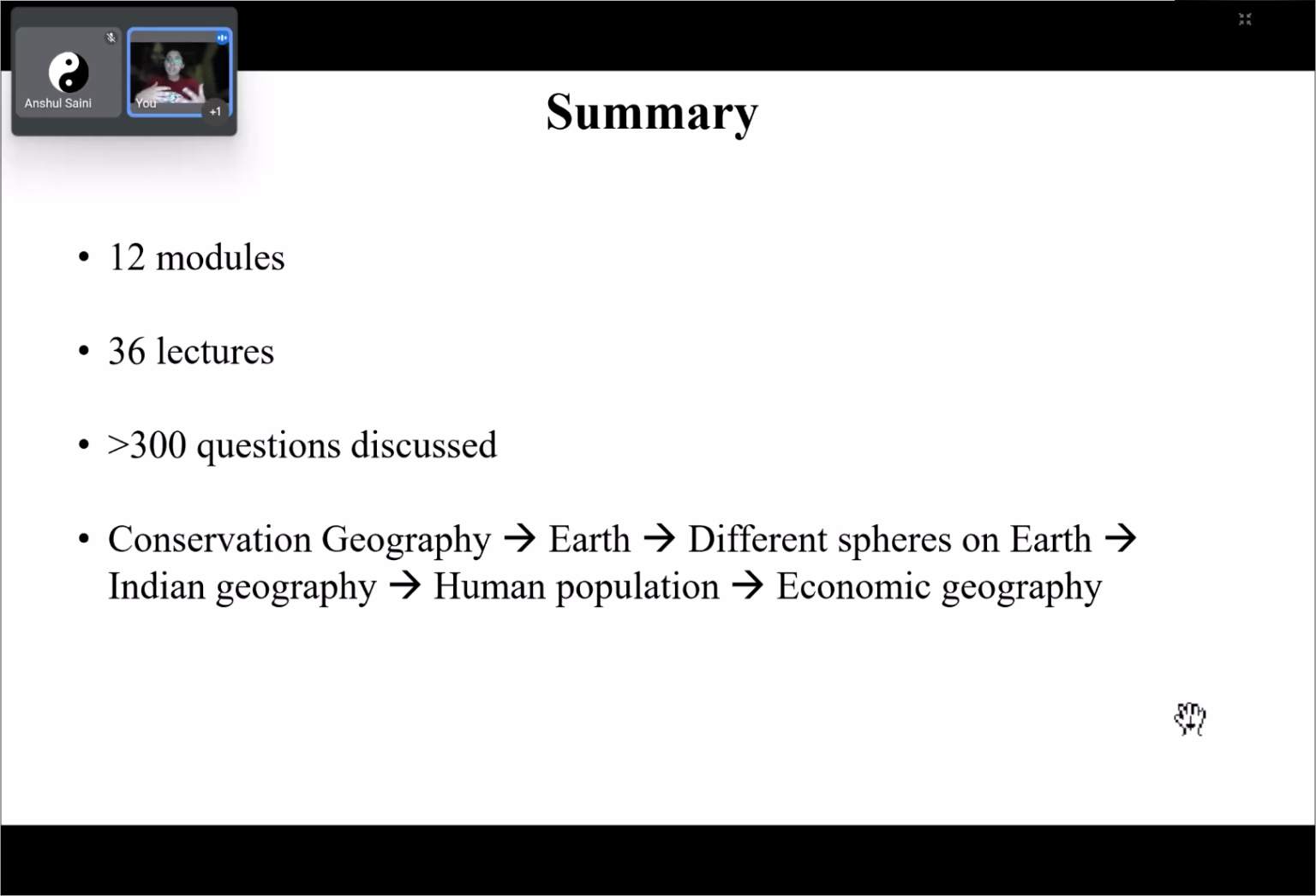And then we moved from an Earth perspective to a more specific perspective, where we looked into all these aspects in relation to India. And once we had covered Earth, India, and biodiversity and their conservation, we moved to the human perspective, which is equally important for understanding conservation. So we did human population.